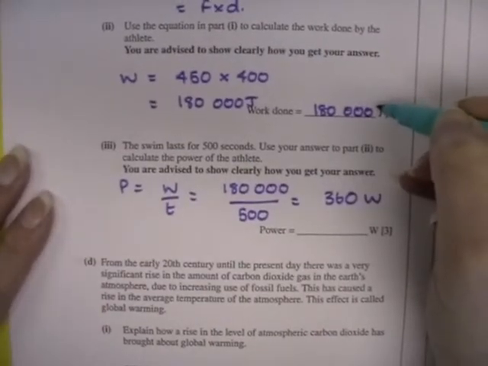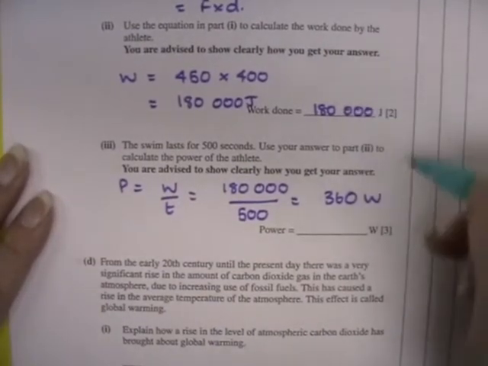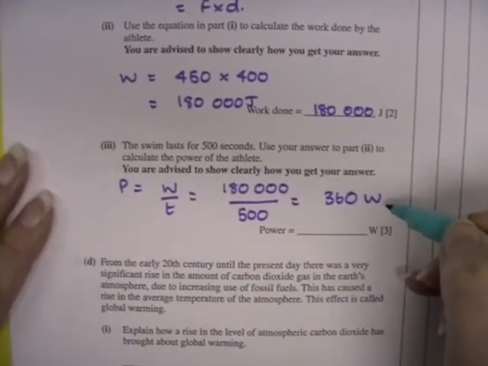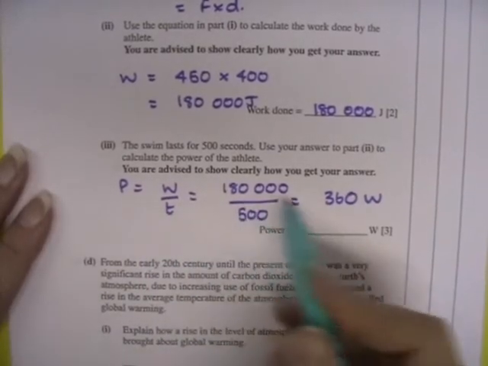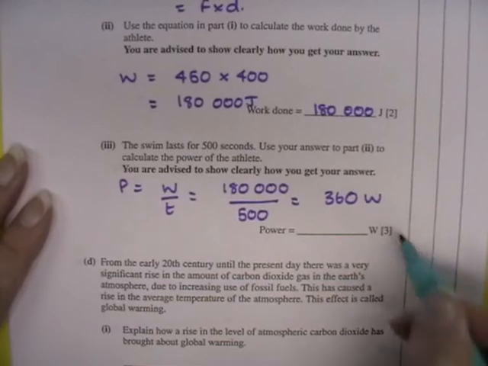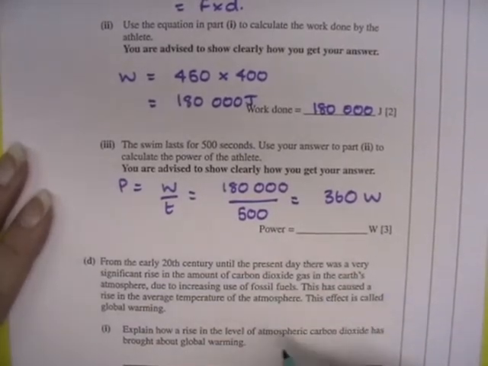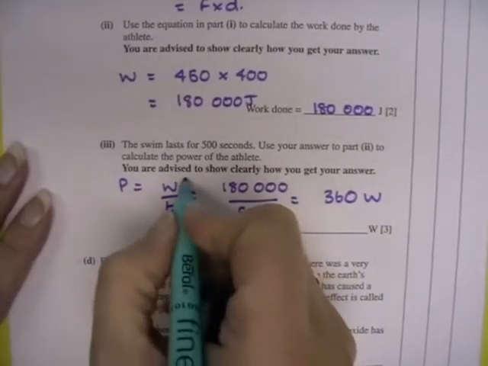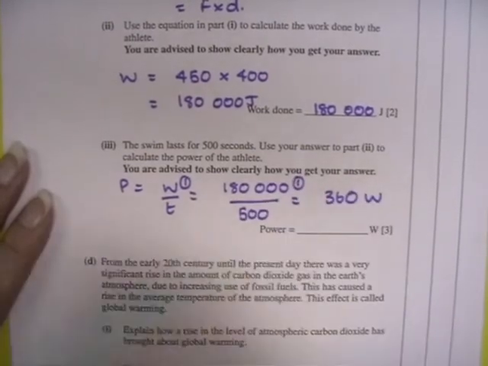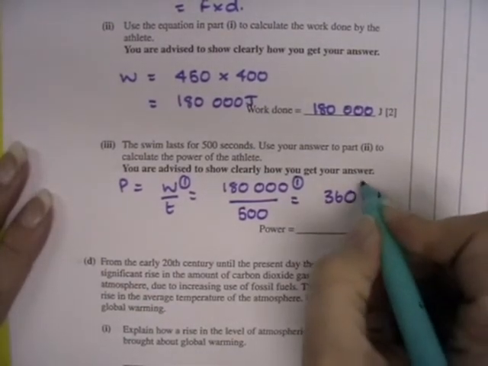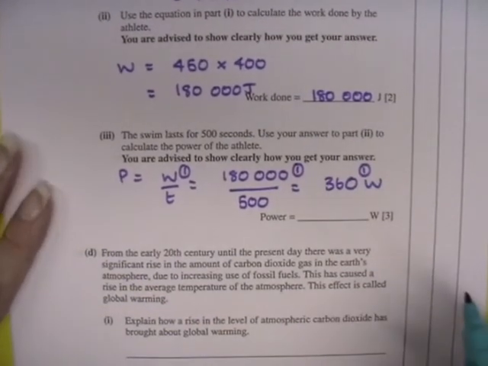Now, if you had miscalculated the answer to part 2, but you used this figure correctly in part 3 with the correct equation and worked it all out correctly, you would still get your 3 marks. What are the 3 marks for? 1 for the equation, 1 for putting the values in the correct places, and the 3rd mark for the final answer.